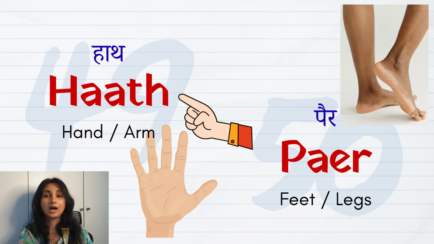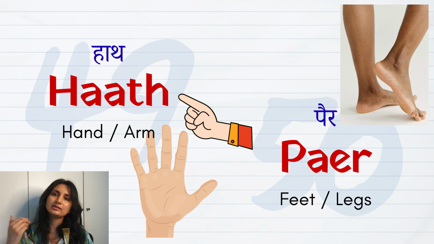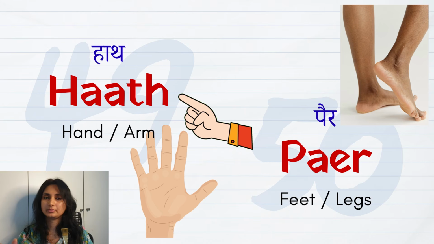Next we have haath. Haath can be both singular, plural, and it's also hand, and it can also mean arm. Okay, so arm and hand both are haath.